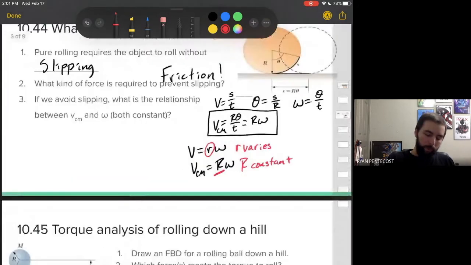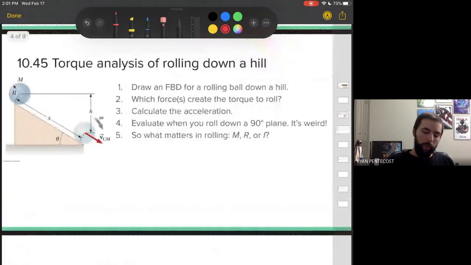So that is our relationship between the velocity at the center of mass and angular speed. Now, let's talk about torque. We're going to have a torque analysis of rolling down a hill. So first, let's draw a free body diagram for a rolling ball down a hill.